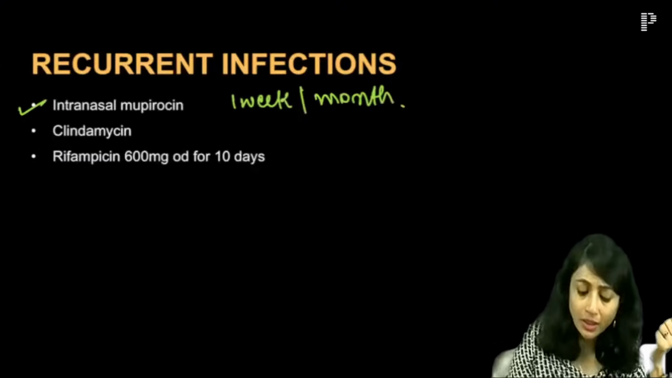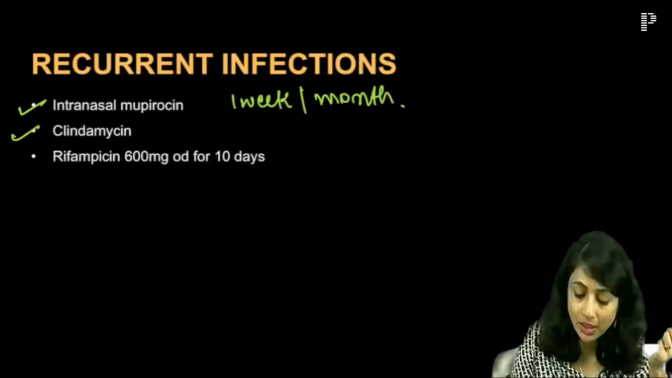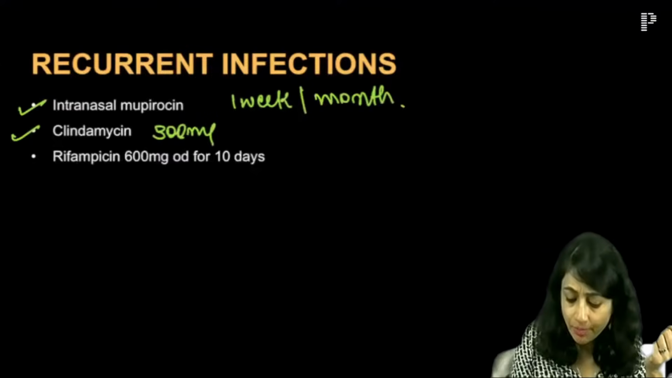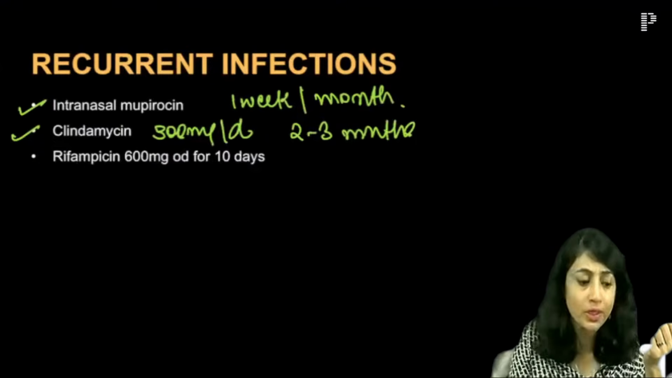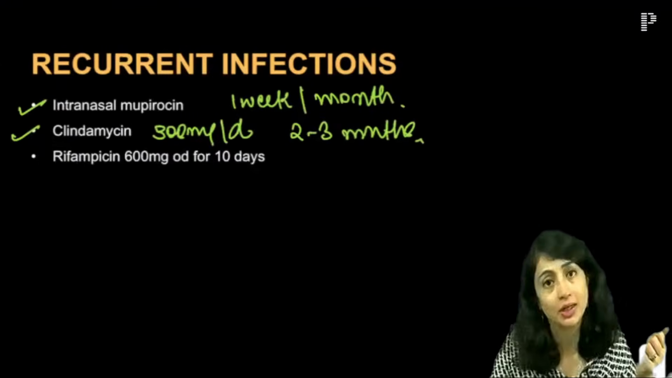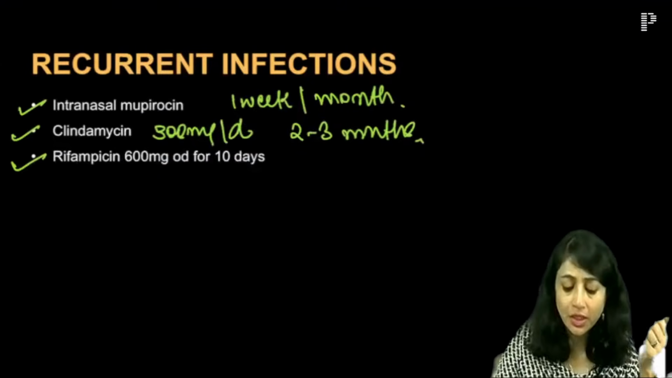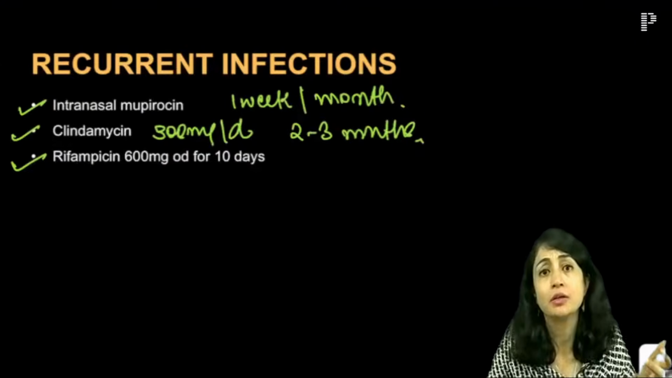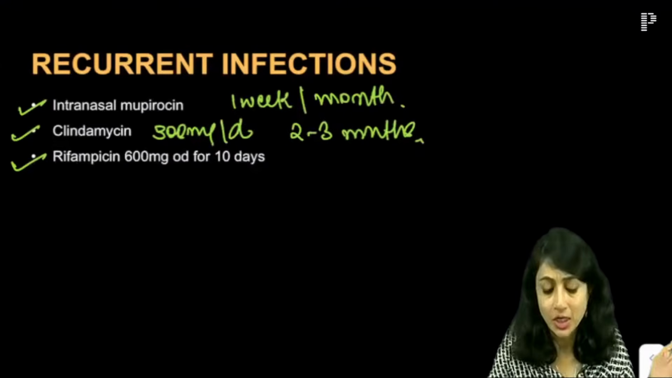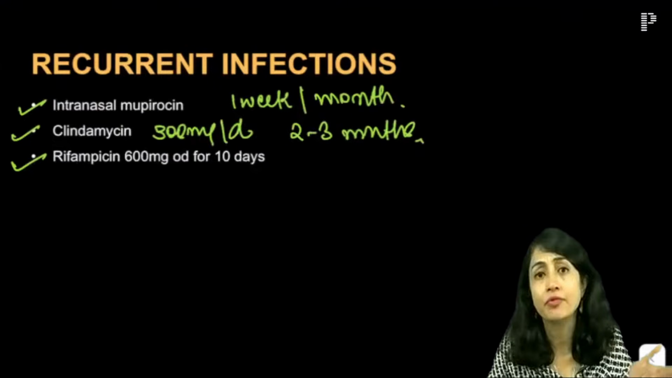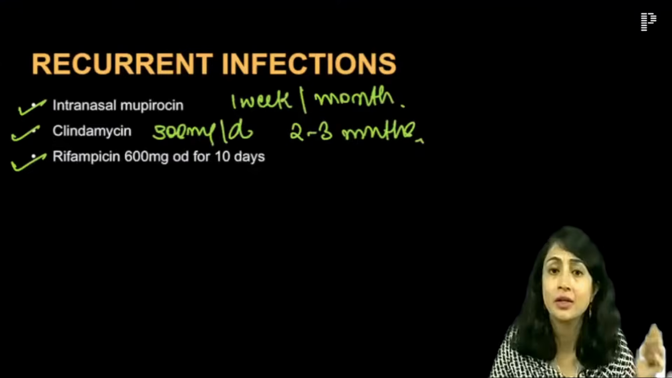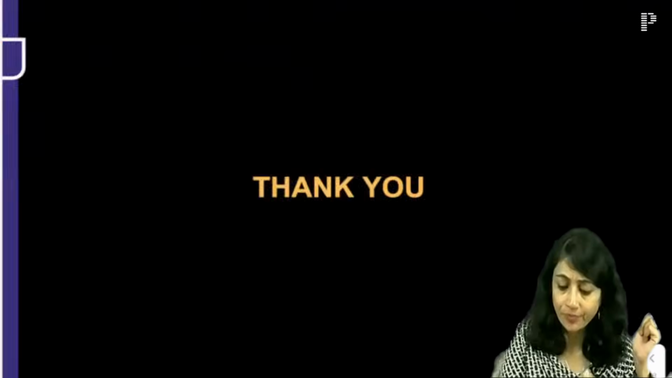The second thing that can be done is you can give clindamycin 300 milligram per day for 2 to 3 months. This also stops any unnecessary colonization that's happening. And the third thing is you can give rifampicin 600 milligram once a day for 10 days. So these are various therapies which are employed if the patient has recurrent infections.